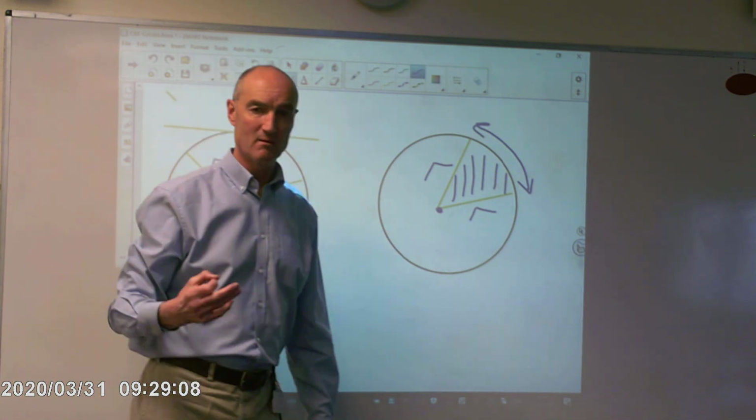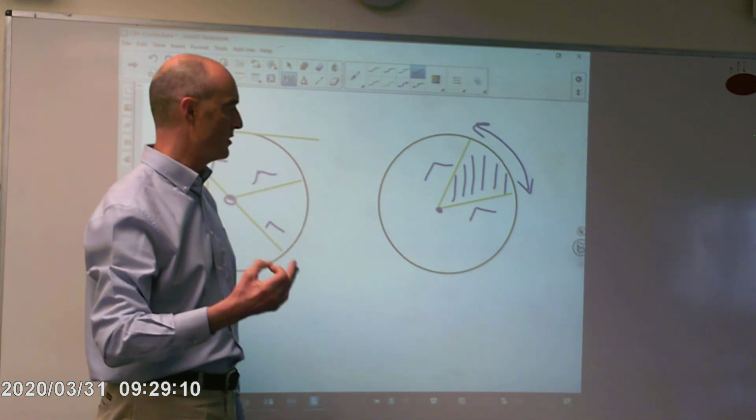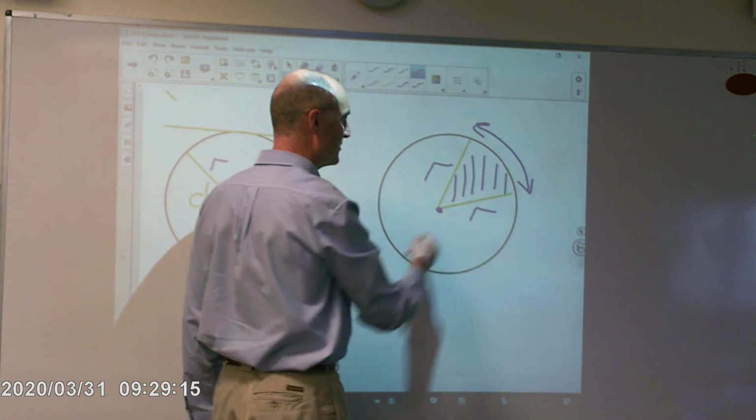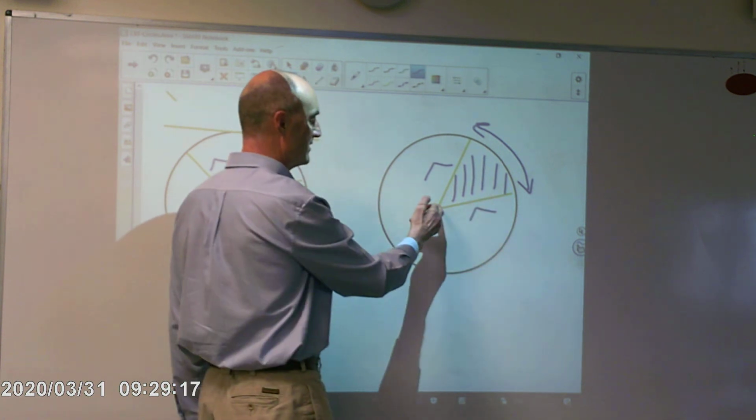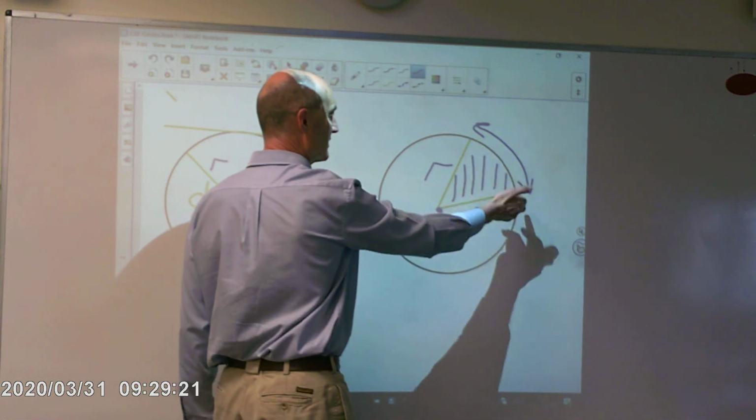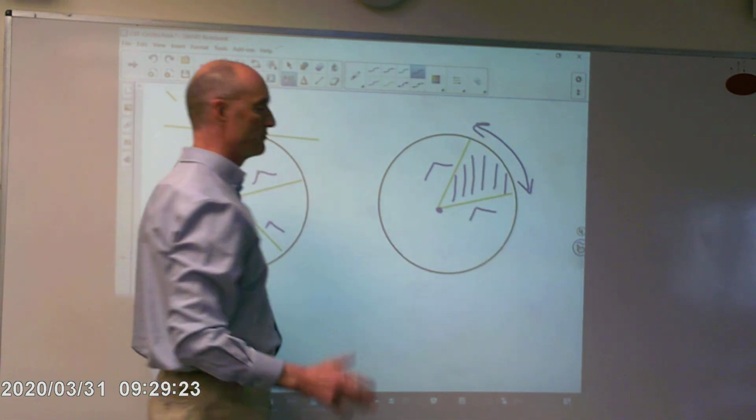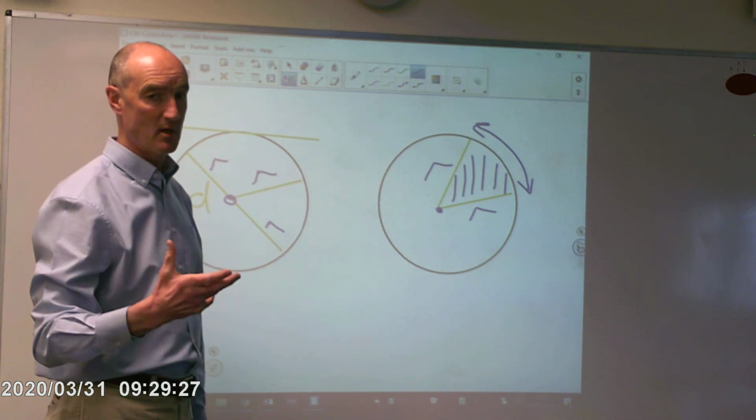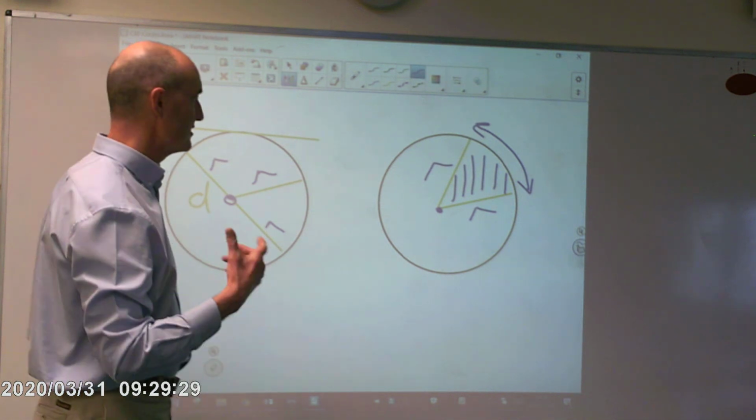Now be mindful that I've used the word perimeter there. The perimeter of that sector, what's it made up of? It's made up of this radius, it's made up of this radius, and it's made up of the length of that arc. It's really important that if a question asks you for a perimeter, you understand exactly what it's asking you.